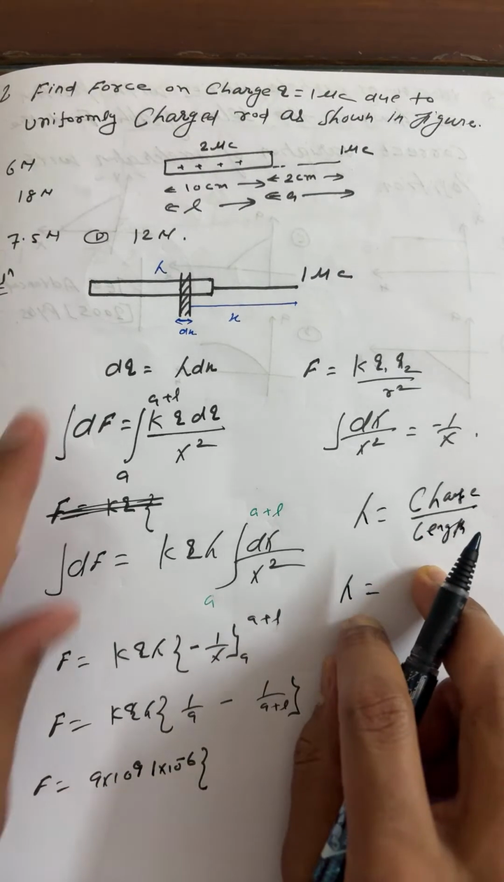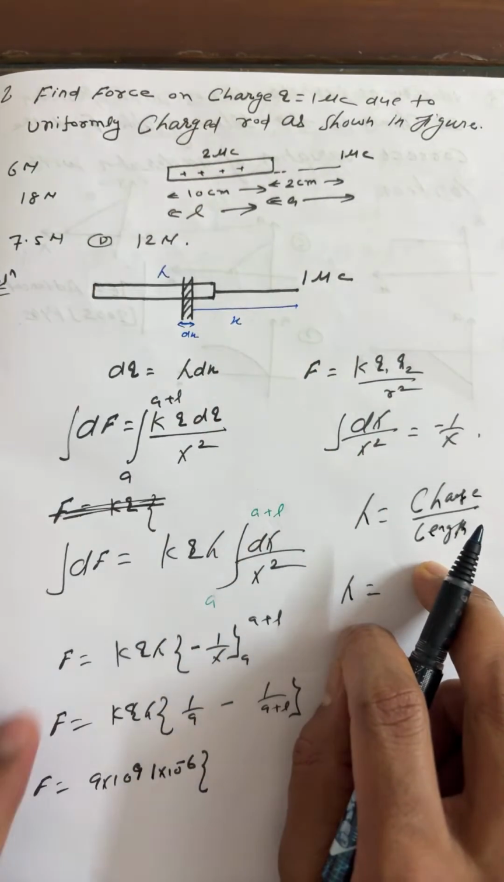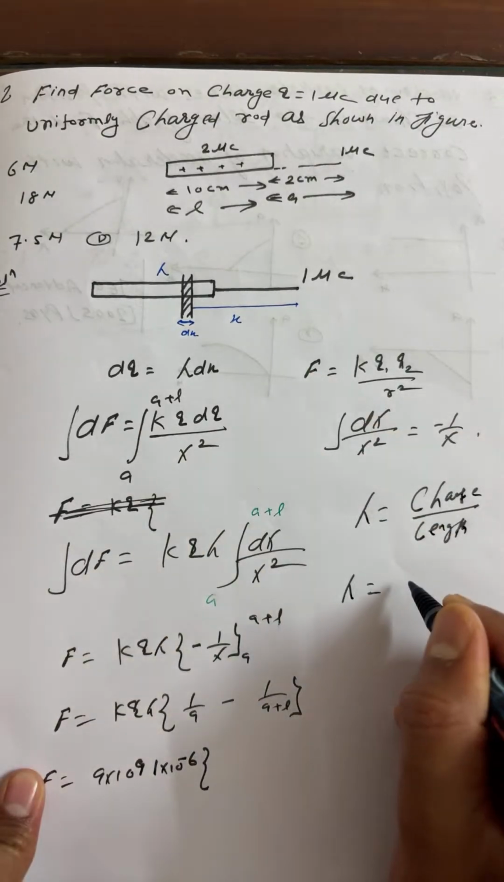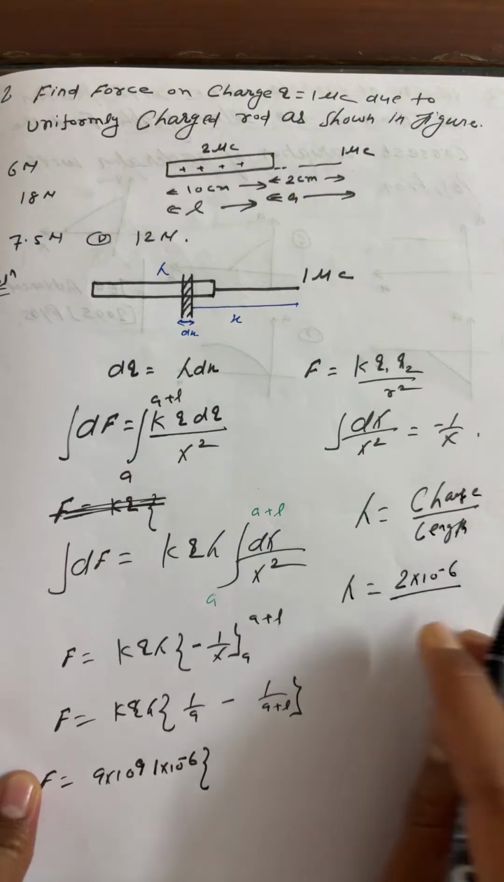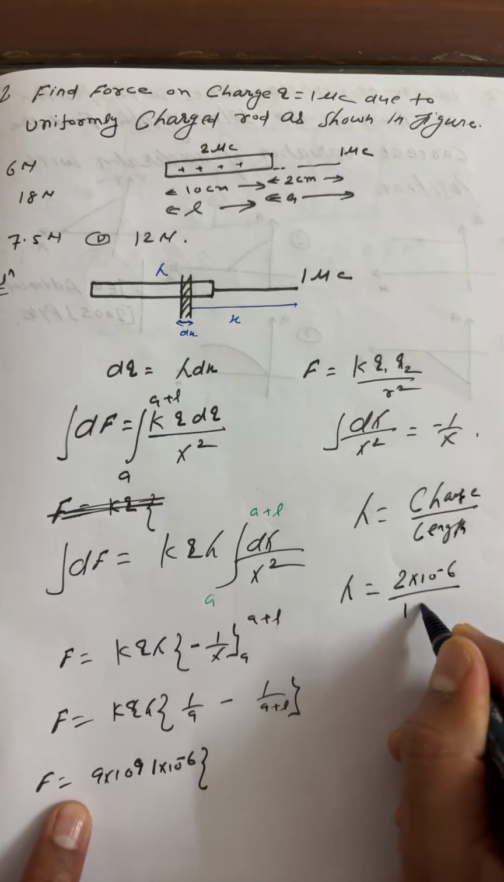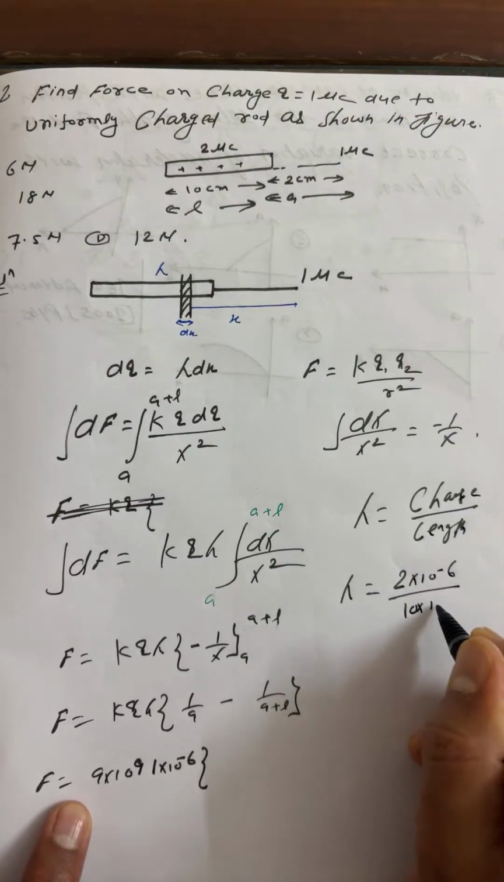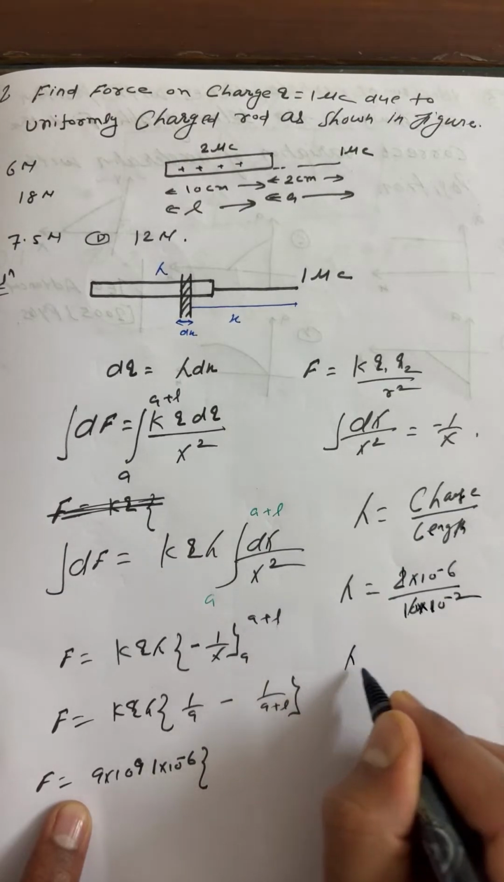So beta, what is the charge, my dear? This is for rod lambda only, for rod beta. So this is 2 microcoulomb, so 2 into 10 to the power minus 6. And what's the length? 10 centimeter. So you can see this is 10 into 10 to the power minus 2. You can say 1 by 5.